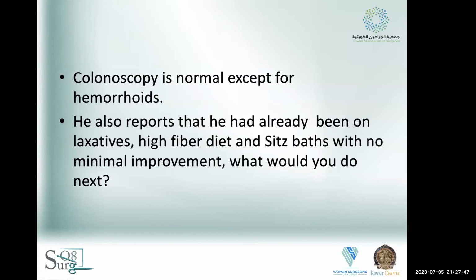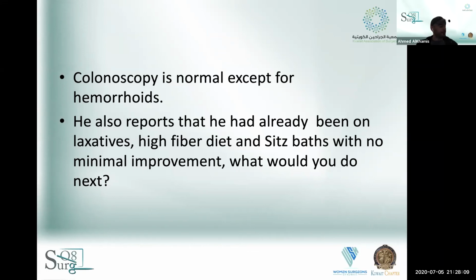Okay. But he said, come on, doc, please think. I don't want surgery. Is there anything you can do in your office now? I want it now. So banding, hemorrhoidal banding. So he tells you, okay, I'm interested. So you have banding. Anything else, doc, besides banding you can offer me in the clinic?